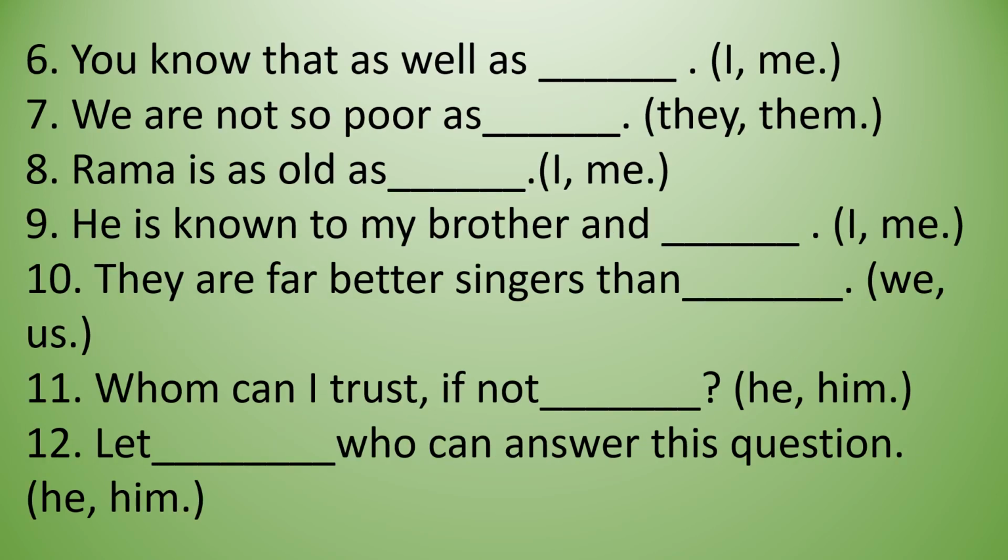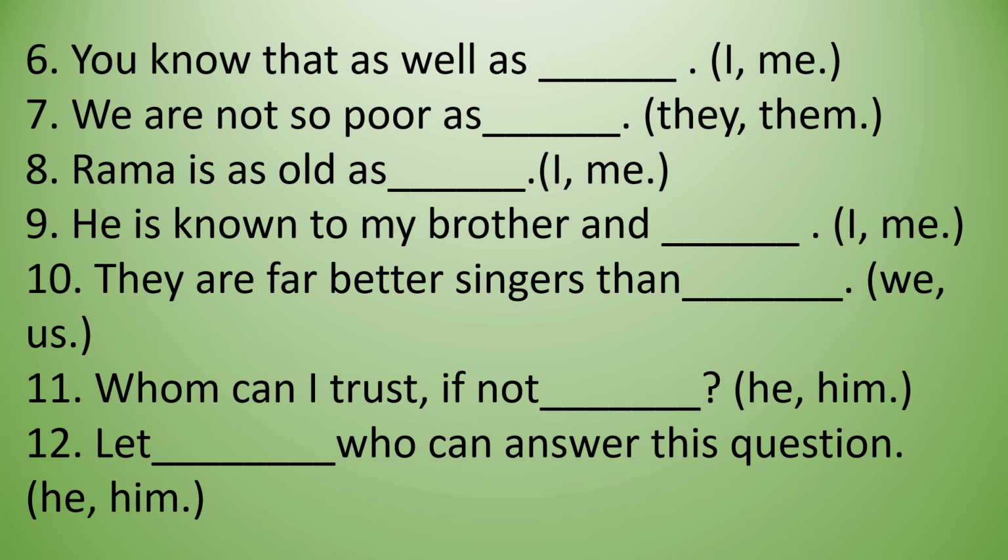Sixth one is you know that as well as dash, in bracket I or me. Seventh, we are not so poor as dash, in bracket they or them. Eighth, Rama is as old as dash, in bracket I or me.